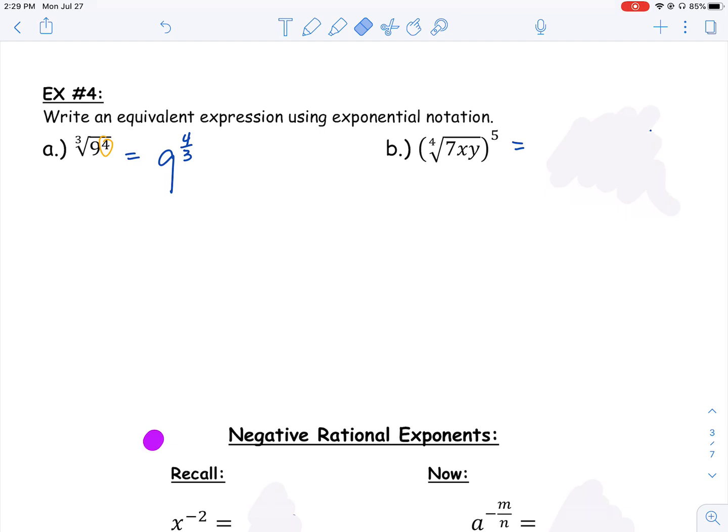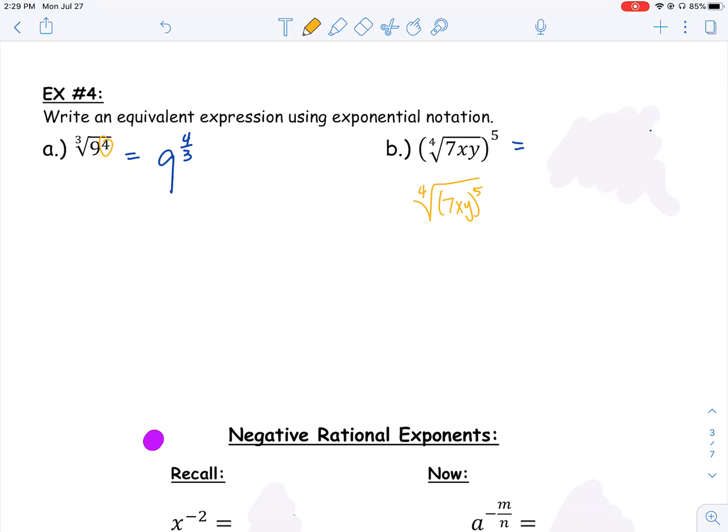Okay, so look at B. If I have the 4th root of 7xy to the 5th power. Now remember, I can write the 5th power outside and do that last, or I could really say that I have 7xy to the 5th power all underneath the 4th root. Remember the rule says we can do the radical first, or we can do the exponent first. So I should be able to write it both ways.